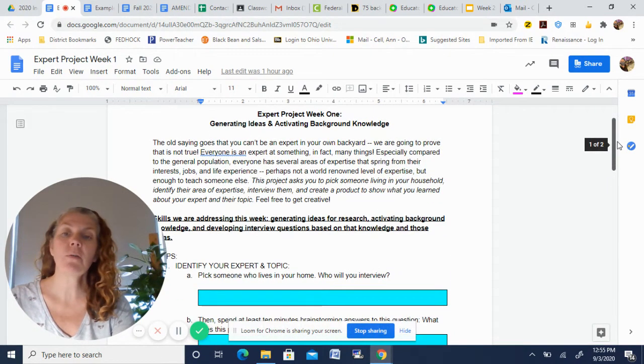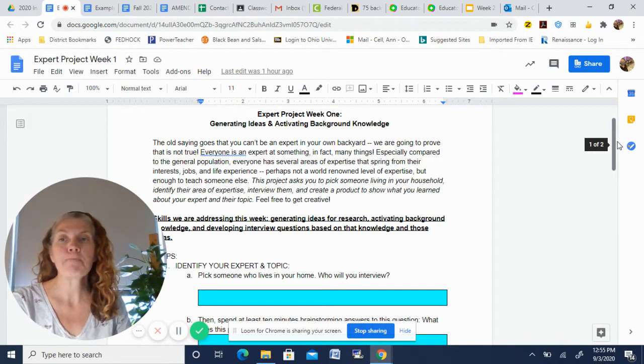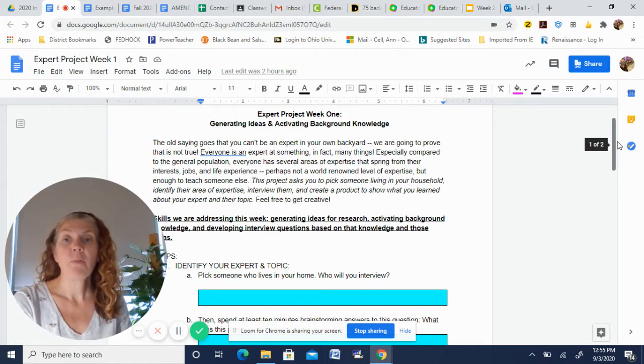So just to quickly go over the instructions for the work that we're going to be doing on the expert project this week, I'm going to read from the top. The old saying goes that you can't be an expert in your own backyard. We're going to prove that that's not true. Everyone is an expert at something. In fact, we're all experts on lots of things. Especially compared to the general population, everyone has several areas of expertise that spring from their interests, jobs, and life experience. Perhaps not a world-renowned level of expertise, but at least enough to teach someone else about that particular topic.